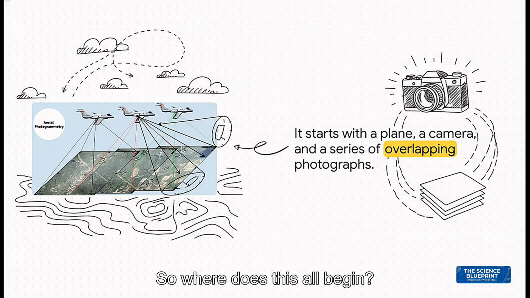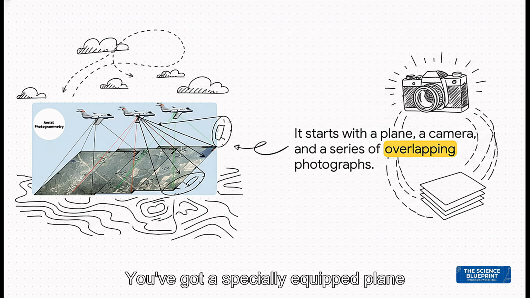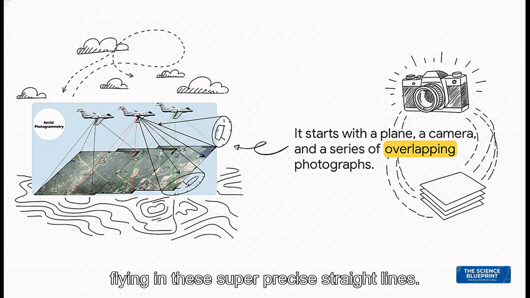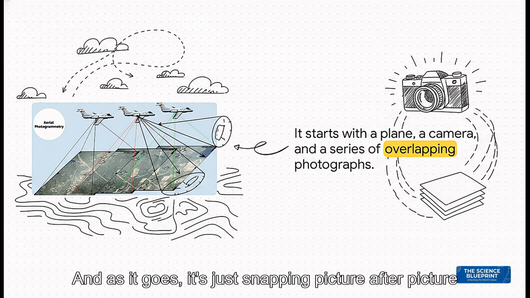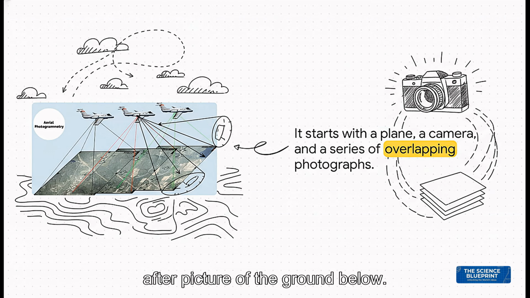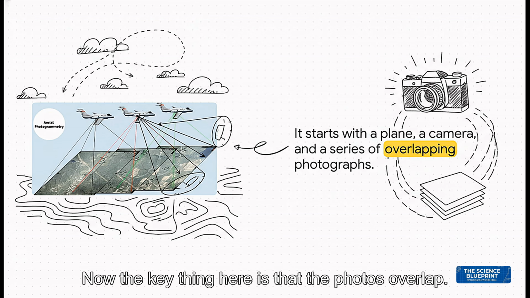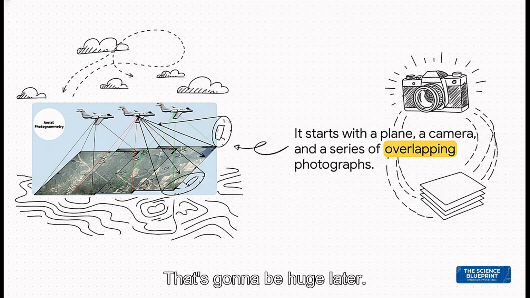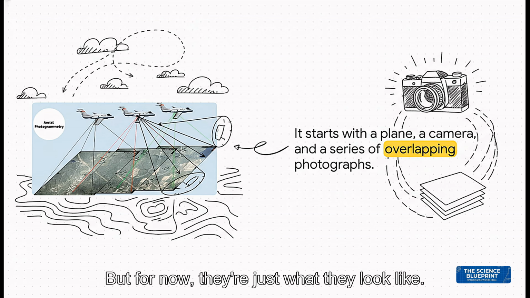So where does this all begin? It starts way up there, in the sky. You've got a specially equipped plane flying in these super precise straight lines. And as it goes, it's just snapping picture after picture after picture of the ground below. Now, the key thing here is that the photos overlap. That's going to be huge later. But for now, they're just what they look like.